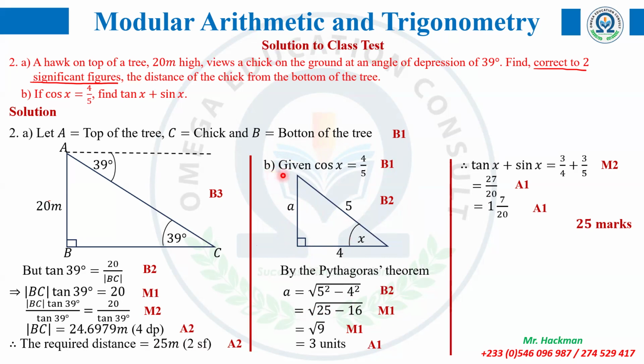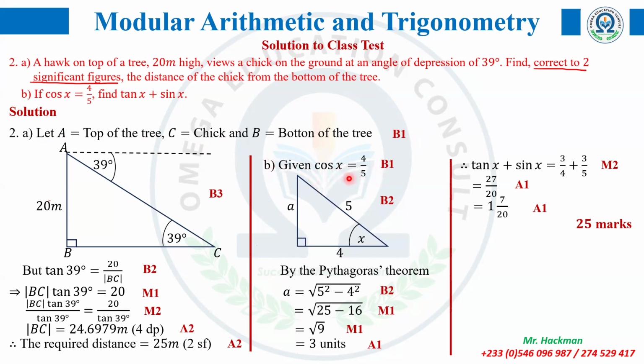Let's look at B. What are we given? Cos x is equal to 4 on 5. So you extract that, that will be B1. Remember with this one, your representation will be B1. So if you extract that B1, everyone should get it. Just extract, copy and paste.